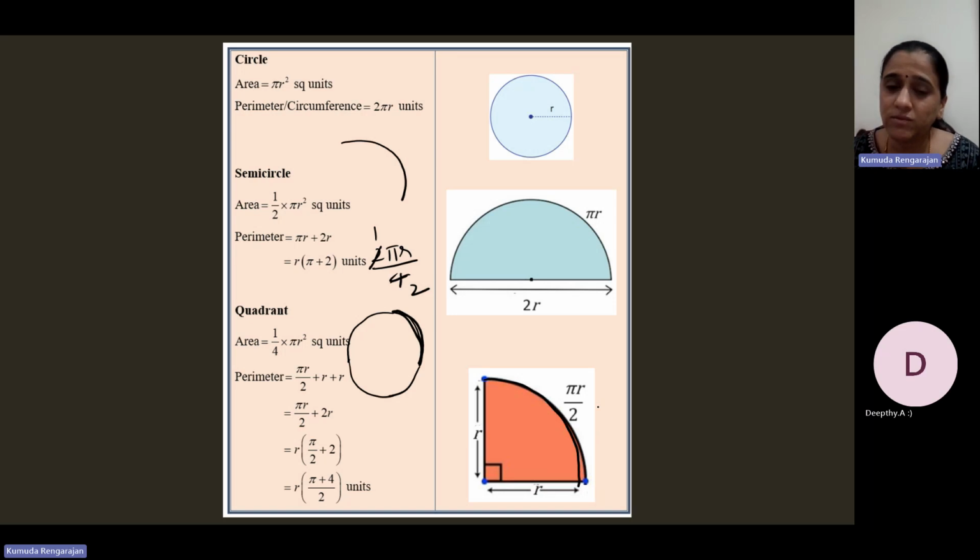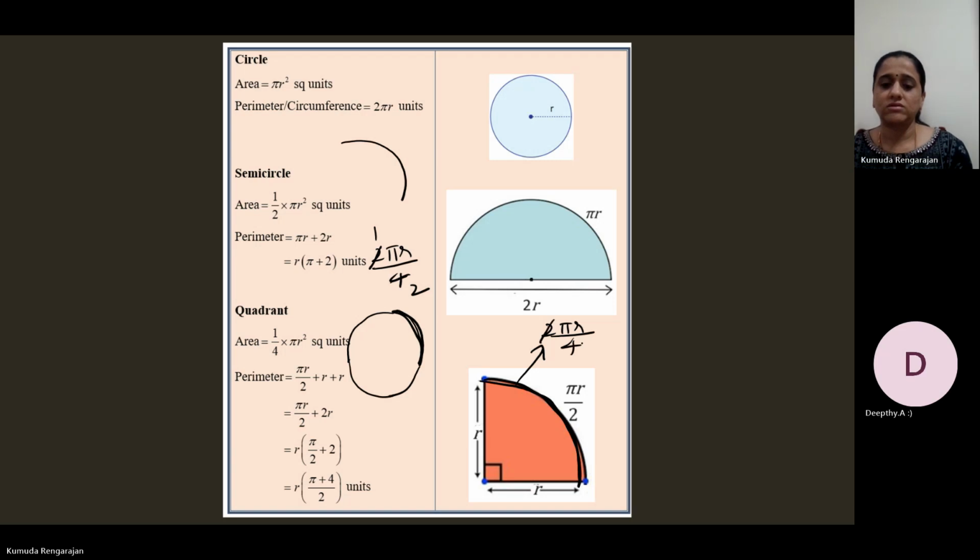But perimeter is the length of the boundary. When it's perimeter, it should be a closed figure. You cannot find perimeter for an open figure. The figure should have a boundary. It should be a closed figure. Only then the term perimeter is applicable. So the length of this arc of the quadrant is 2 pi r divided by 4. So you get pi r by 2.